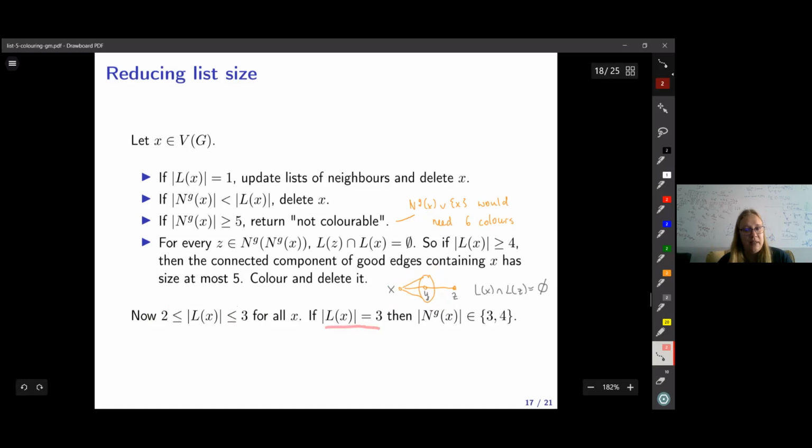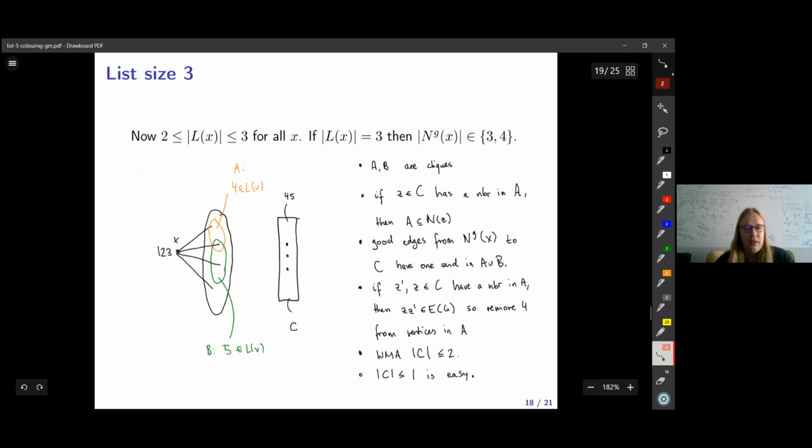And if we have list size 3, then we know we don't have 5 neighbors. And we also don't have fewer neighbors than the size of our list. So if we have list size 3, we have 3 or 4 neighbors. And let's do that. So let's assume X has list size 3, and to make it easier for us, I'm going to assume list 1, 2, 3. Let me call A the neighbors along good edges of X that have 4 in their list, and B the ones that have 5 in their list. And then second neighbors in the graph of good edges have list disjoint from X. So they all have list 4, 5, because if they just had 4 or just had 5, I would have deleted them.